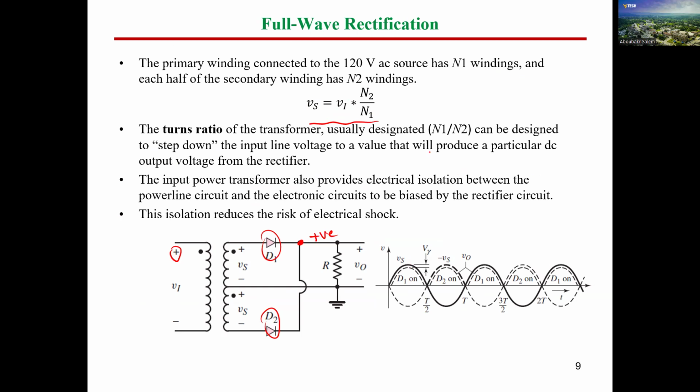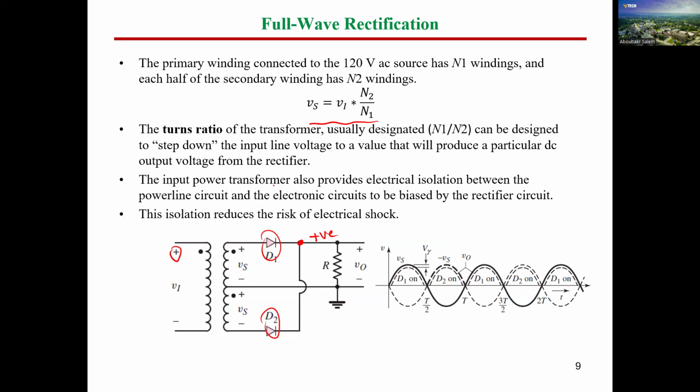The turns ratio of the transformer, usually designated N1 to N2, can be designed to step down the input line voltage to a value that will produce a particular DC output voltage in the rectifier. So if you need, for instance, a peak value of 12 volts, you should select your transformer to be, for instance, 110 to 12 in order to have this value. So the turns ratio should be designed based on this case.